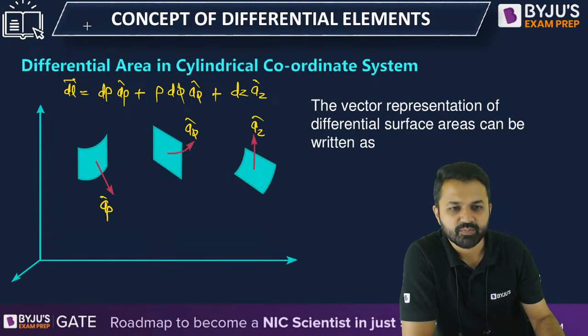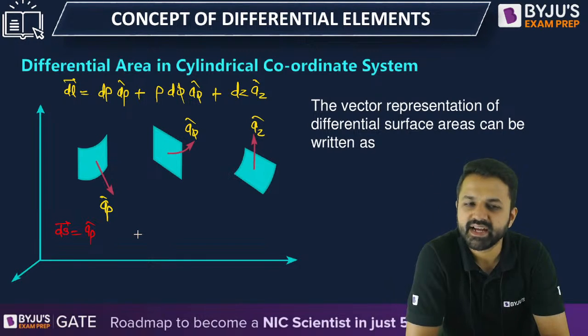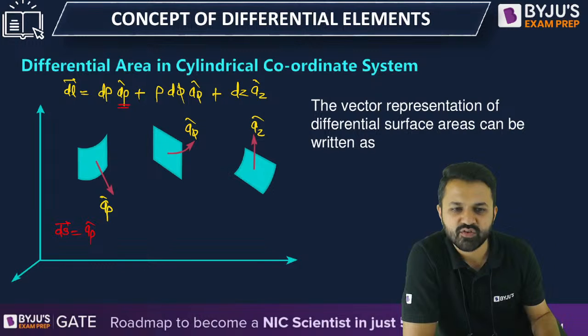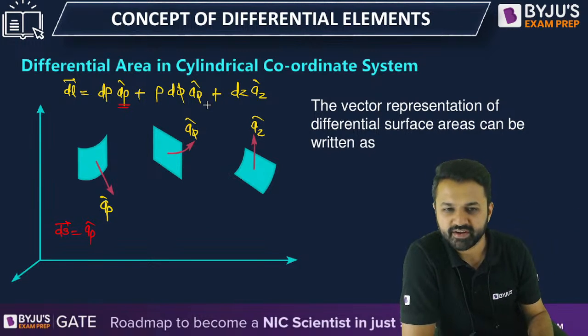Okay, now suppose I want to write the differential surface for the first diagram, that is in the direction of rho. If you want to write in the direction of rho, then you have to multiply the coefficients of the other two components, the coefficients of phi and z. What are they? They are rho d phi and dz.